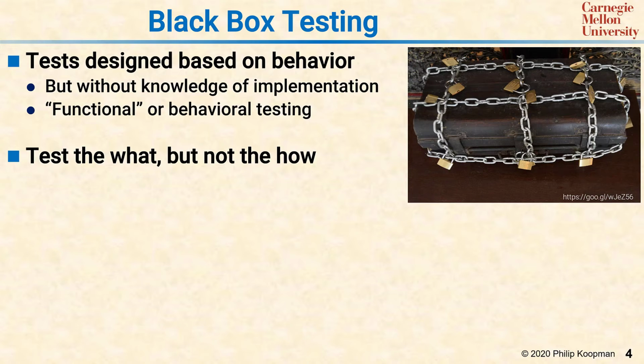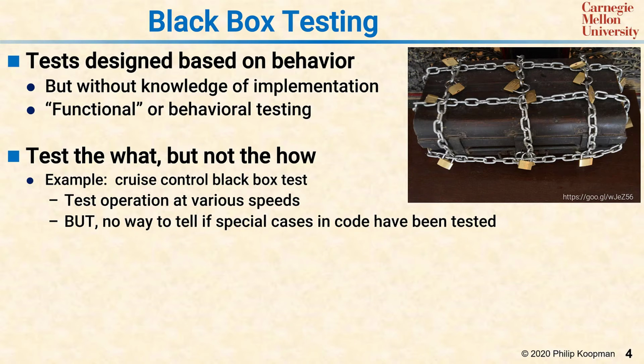As an example, if you have an automotive cruise control, that system might behave differently at different speeds. A black box test might try various speeds and different control combinations, but would have no idea if there are special cases inside the code that handle things. It might hit them, it might not.